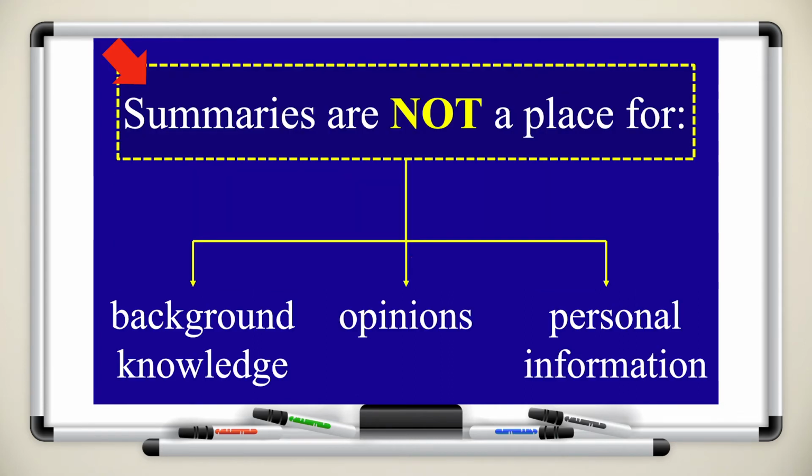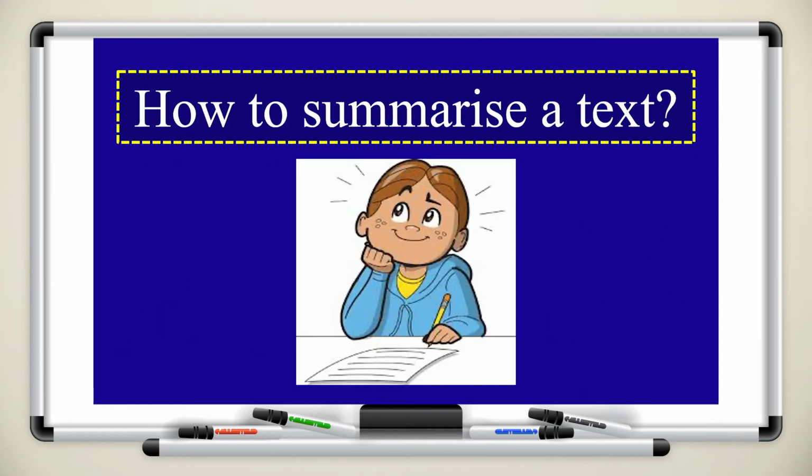First of all, summaries are not a place for background knowledge, opinions, or personal information. So make sure that you don't write any of these. We don't want to know your background knowledge about a certain topic. We don't need you to write your opinions or your personal information. So how do you think is the best way to summarize a text?